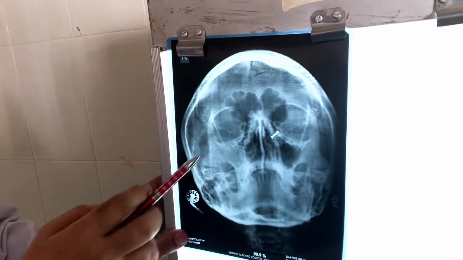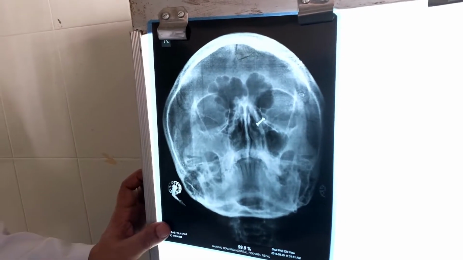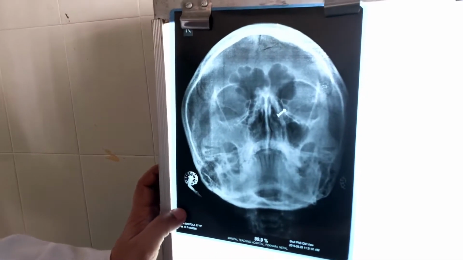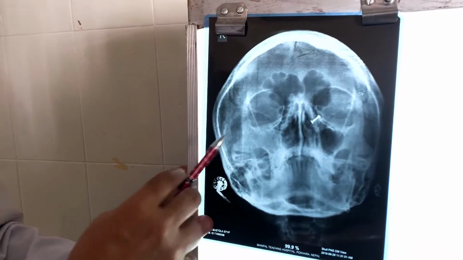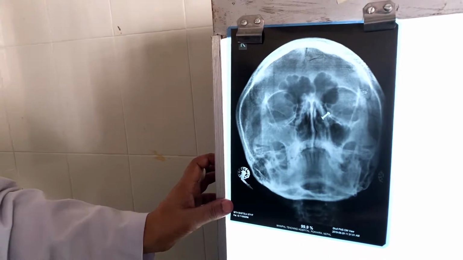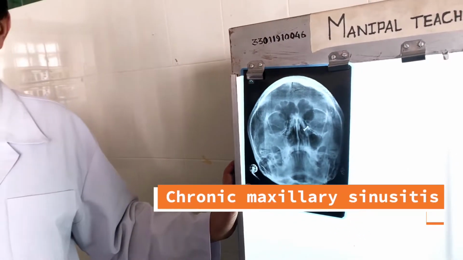You can see on the right side there is opacity of the maxillary sinus. The frontal sinus seems more or less normal. So this is a case of chronic maxillary sinusitis. It is very difficult to tell acute or chronic on X-ray. But if there is some air fluid level, then at least you can say this is the acute phase. And when there is complete opacification of the sinus, then you can say it's chronic.